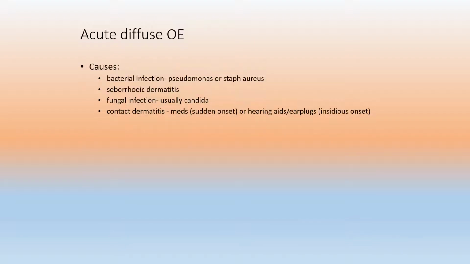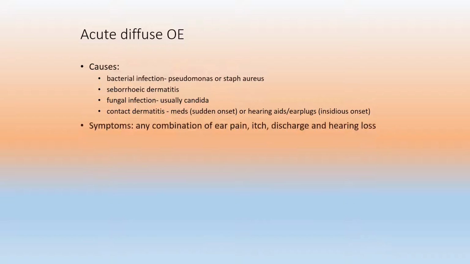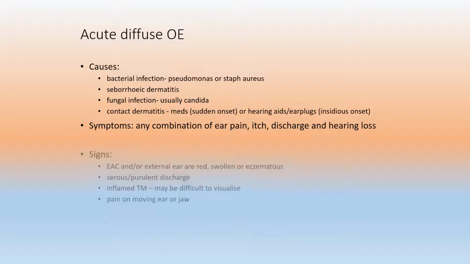Acute diffuse OE causes: bacterial infection, Pseudomonas, Staph aureus; seborrheic dermatitis; fungal infection, usually Candida; contact dermatitis, medication, with sudden onset; or hearing aid, earplug, with insidious onset. What are the symptoms? Any combination of ear pain, itch, discharge, and hearing loss. These are the symptoms of acute diffuse OE: pain, itch, discharge, hearing loss.